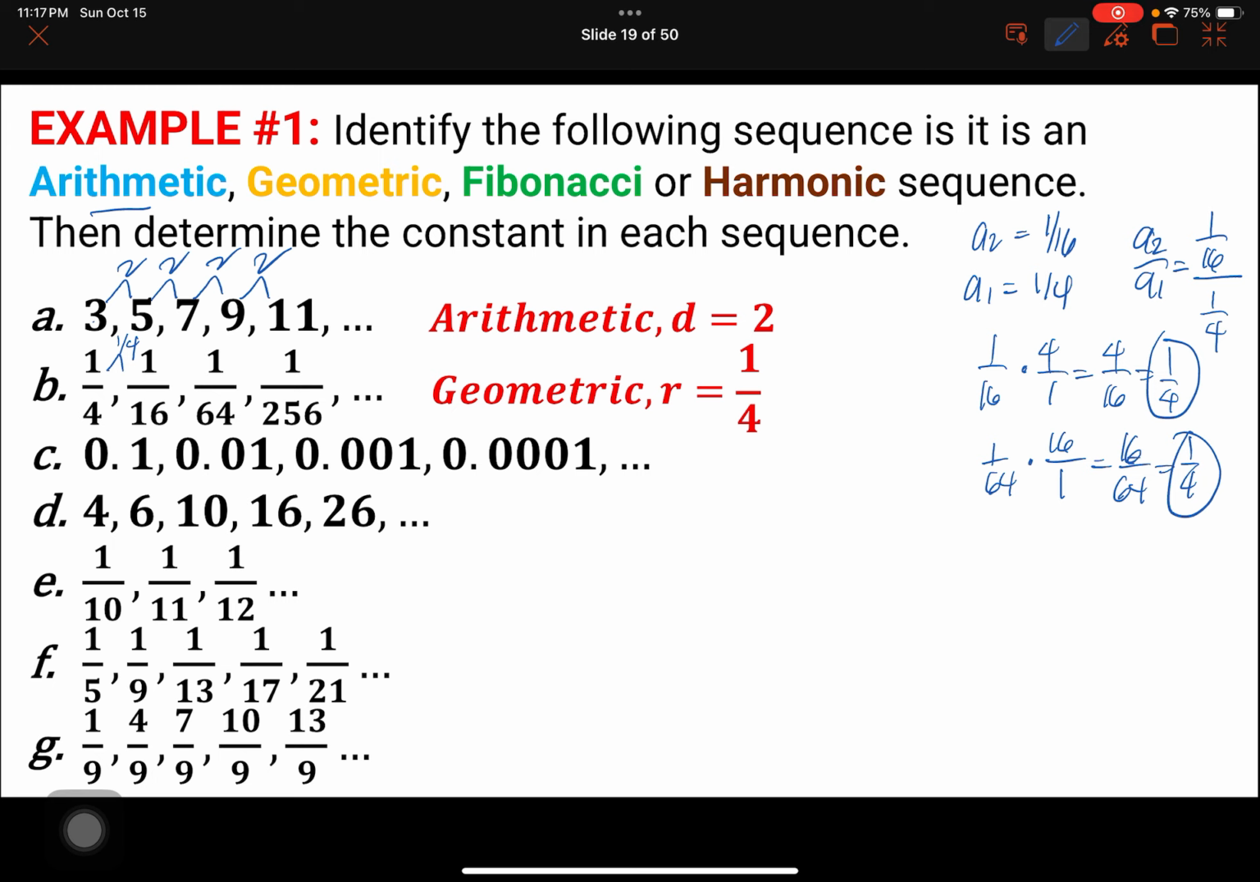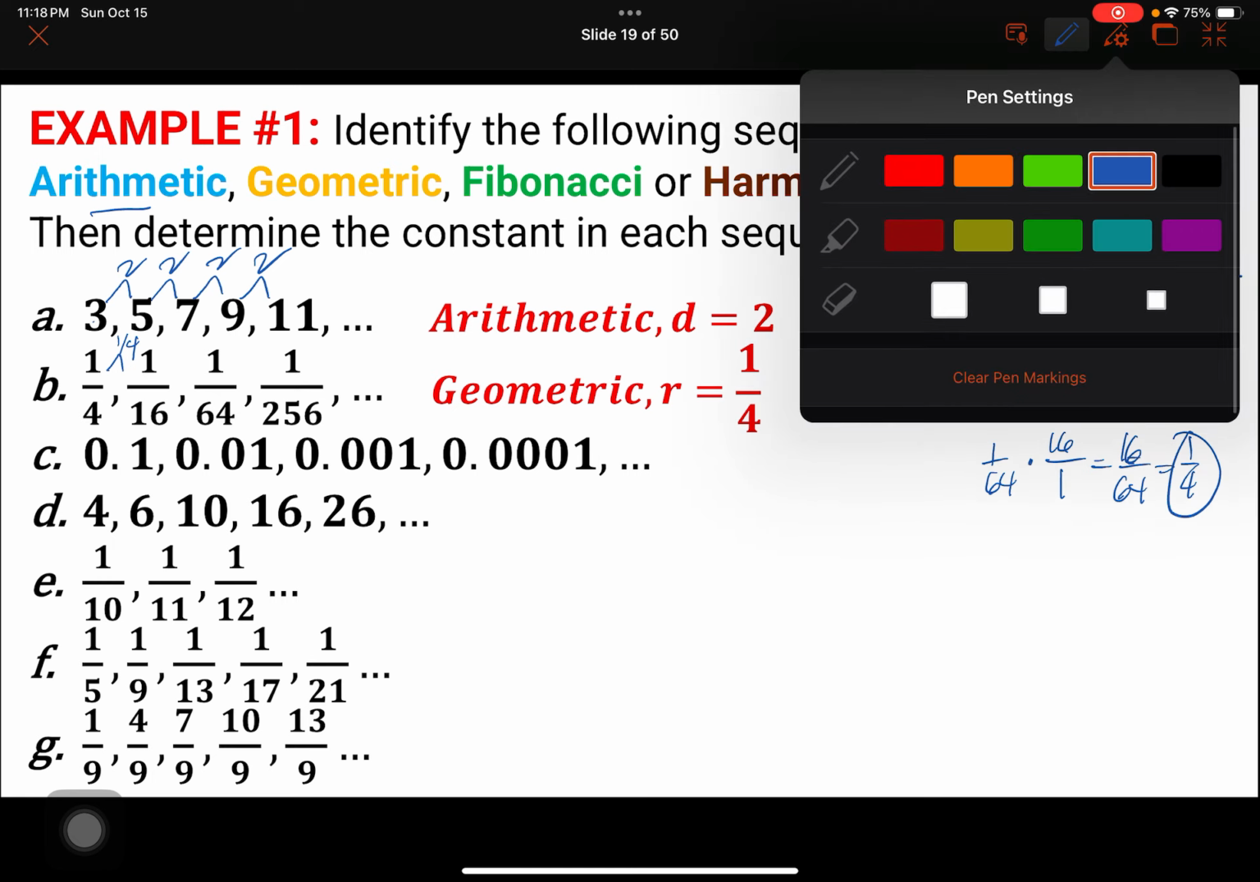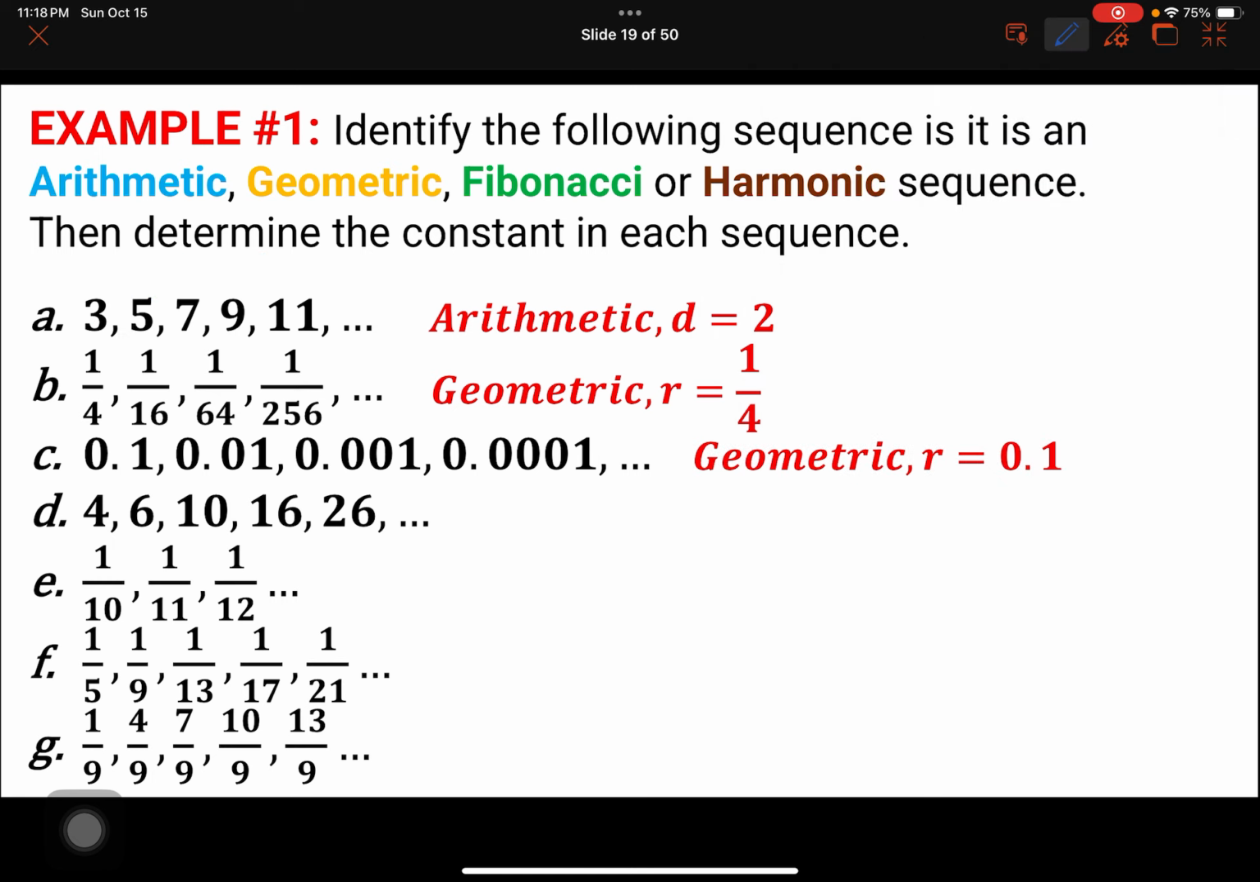Then letter C, let's clear this. Ay, nakapakita na. So sa letter C, naging geometric sequence siya. Bakit po? If you have 0.1, diba? Then times pa siya ng 0.1, magiging 0.01. 0.01, i-times pa ulit siya ng 0.1, madadagdagan lang, magiging 3 na yung decimal mo, 0.001. So continuing that, we can conclude that it is a geometric sequence with r equal to 0.1.